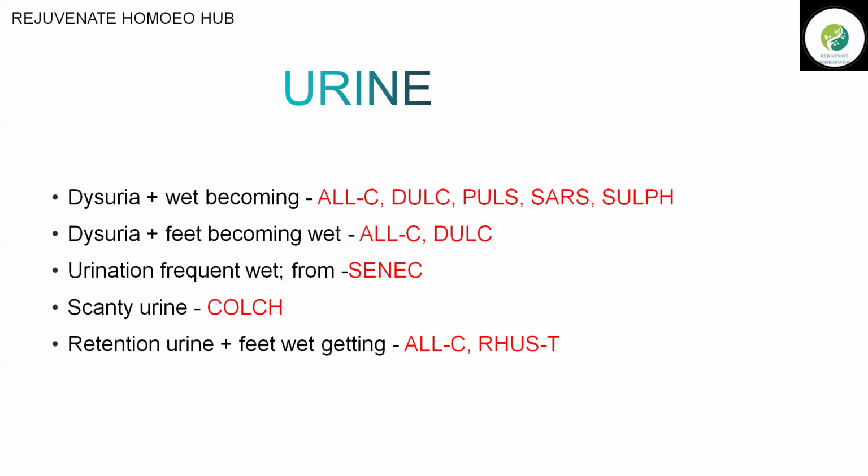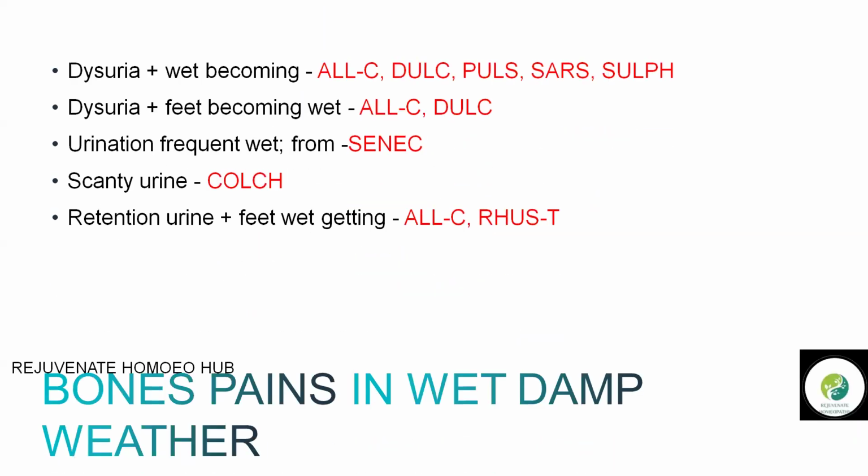Scanty urine, colchicum. Colchicum is a remedy for small joint affections like gouty rheumatism. There is another remedy, Actaea spicata. If the patient is male with small joint affection of rheumatism, think of Actaea spicata. If the patient is female, think of colchicum. This is clinical confirmatory. Retention of urine, feet getting wet: allium cepa and rhus tox.